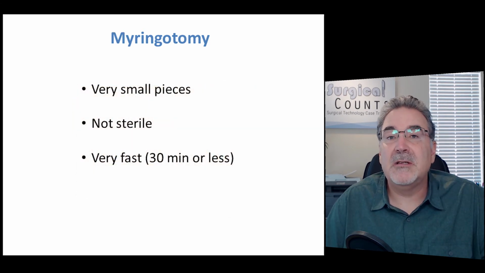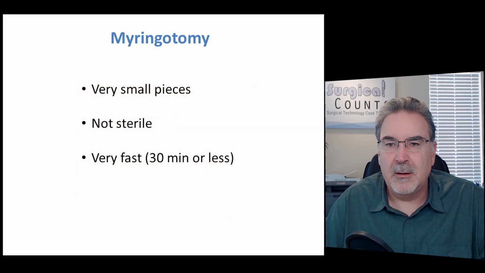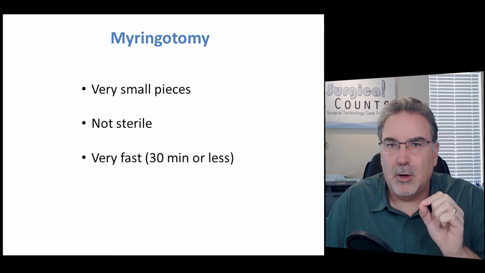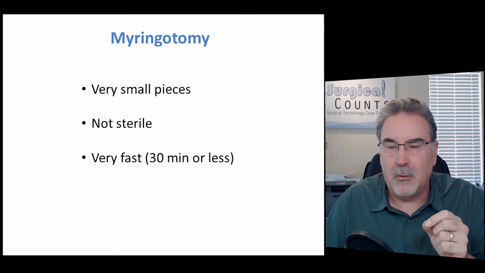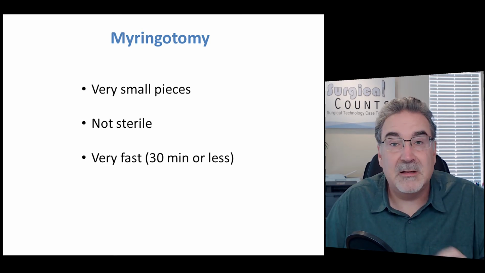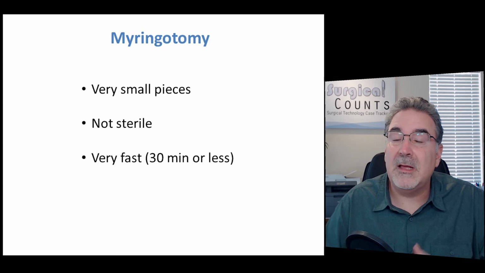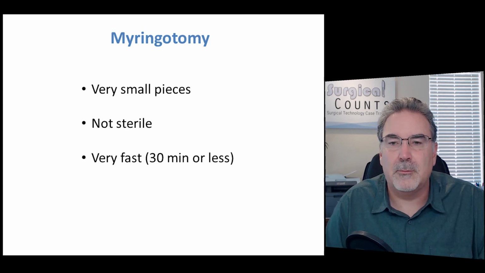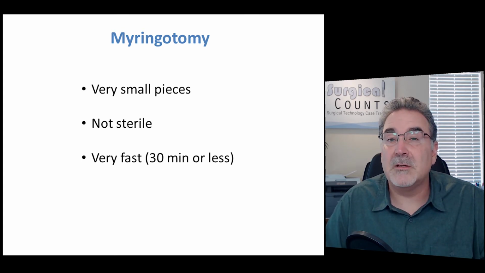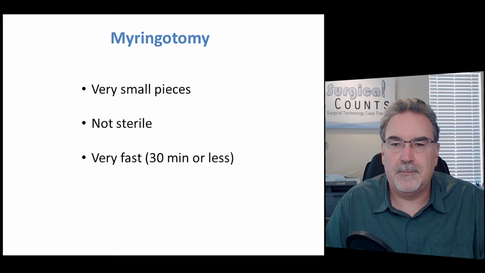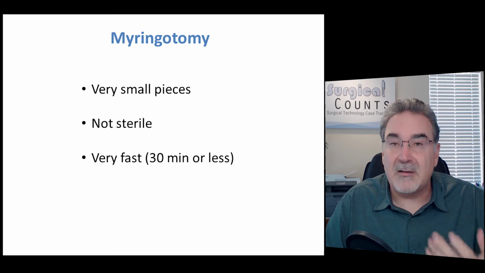A myringotomy is a special kind of case that you'll be performing because it involves very small pieces, and you've got to be very careful controlling these very small pieces in these very delicate, tiny instruments. This is not a sterile procedure, so you may not be fully gowned and gloved like you would be for other procedures, but you will at least wear some sterile gloves during the procedure. And these procedures are also very fast. Often they can be done in 30 minutes or less, so you can do a lot of these procedures in a single day.